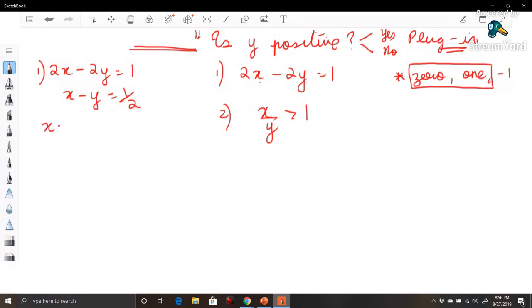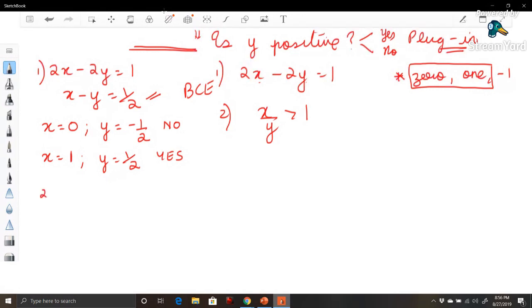So I'm going to put x is equal to 0 first. If x is equal to 0, for me to satisfy the statement, y has to be equal to minus half. Now I'm going to take this and answer the main question. Is y positive? I get a no. Now I have to plug in another value which tries to give me a yes to the main question. So I'm going to put x is equal to 1, and obviously y has to be half here. So 1 minus half is still half. It's satisfying the statement, but it's giving me a yes to the main question. So I can knock off the first statement.